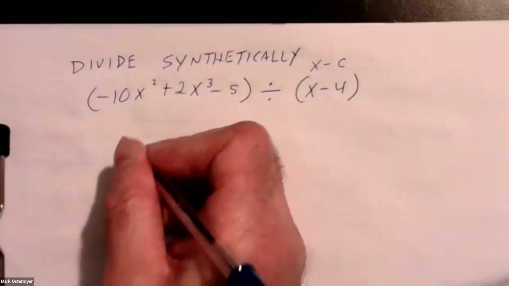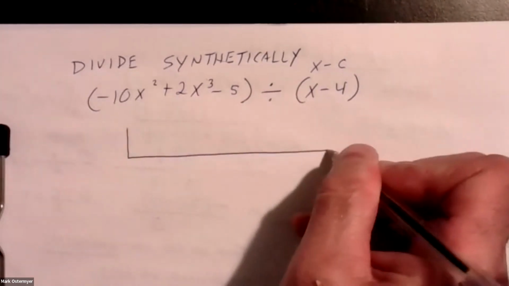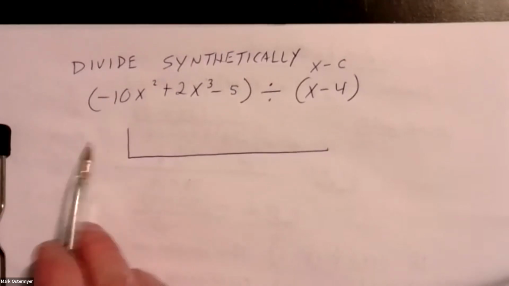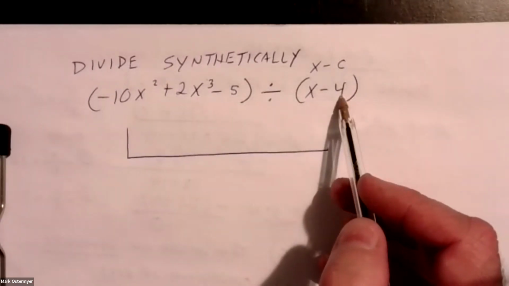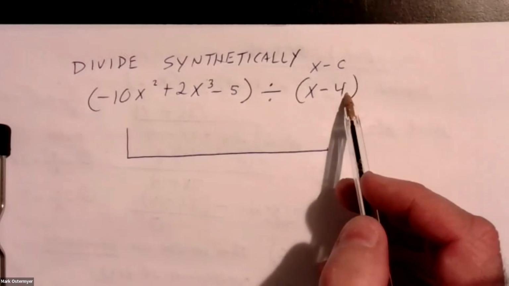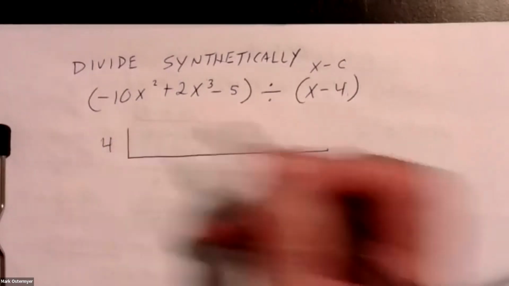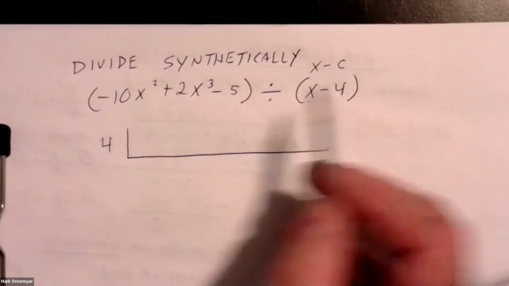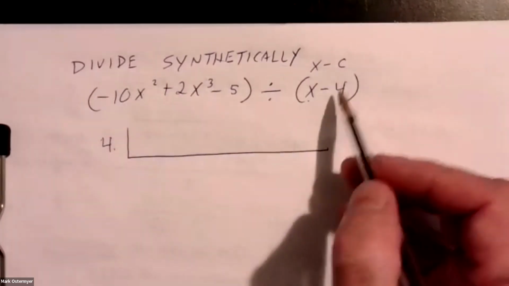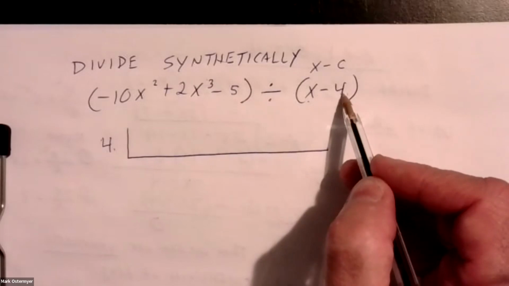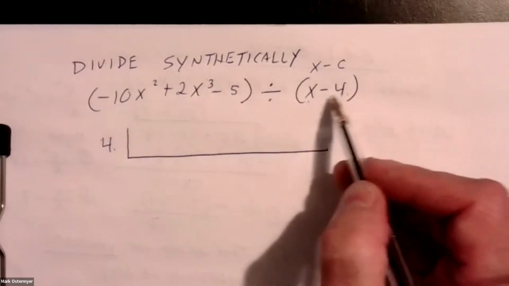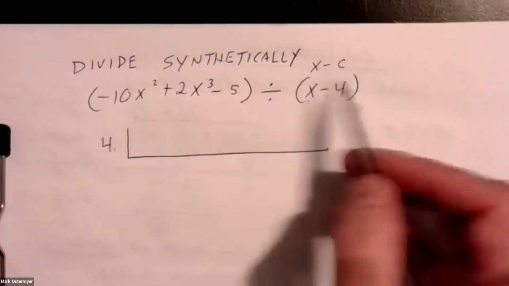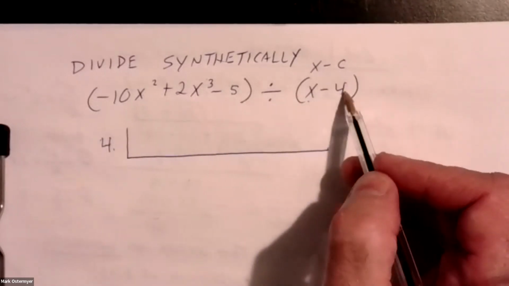Okay, so what do I divide in synthetically? What number do I put out here? It's always my number c. What's my number c in this case? Just positive 4, okay? Now, if your divisor was of the form x plus 4, then you would be dividing in negative 4. But it's x minus 4. I always tell people, you always divide in the opposite of what sign you see here. If you see the minus sign here, you divide in a positive.